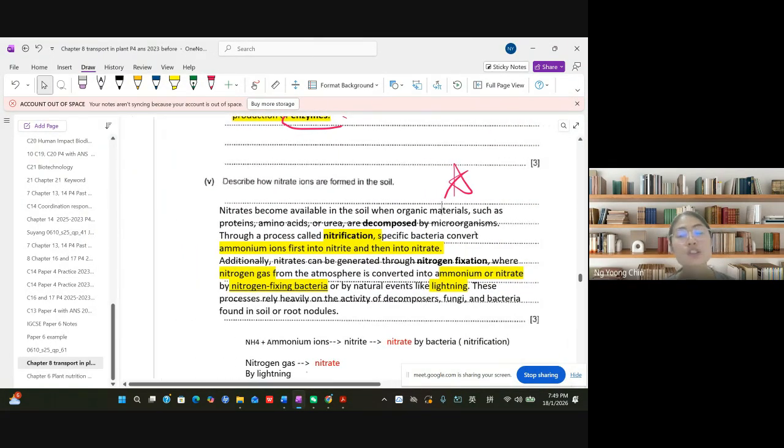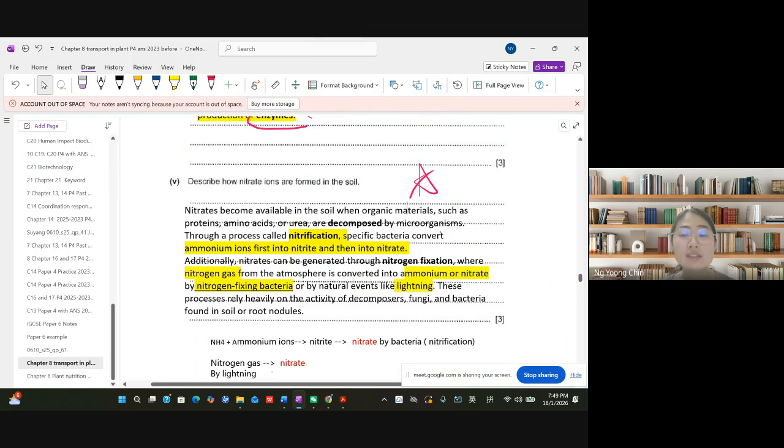So whenever the question is about how nitrate ions are produced in the soil, it means you need to include the nitrogen cycle. So where do nitrate ions come from? The nitrate ions come from the ammonium compound, right? And then the ammonium compound, you get from where? You get the ammonium compound from the nitrogen fixing bacteria.